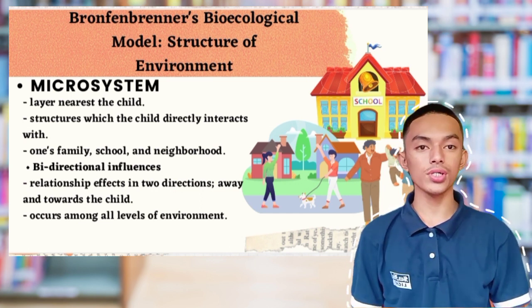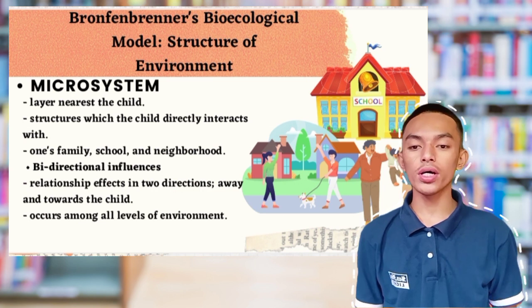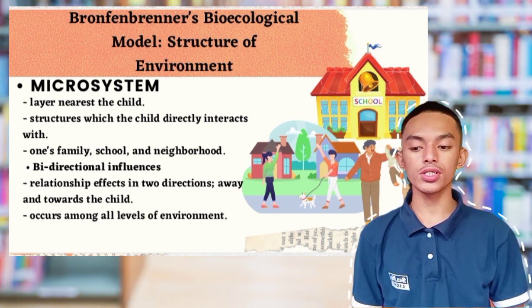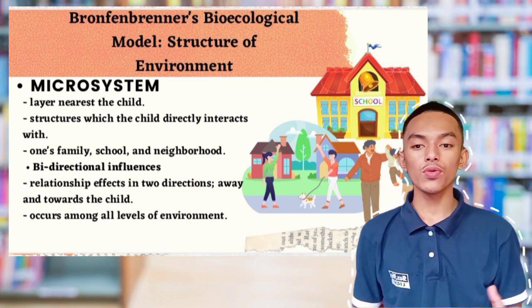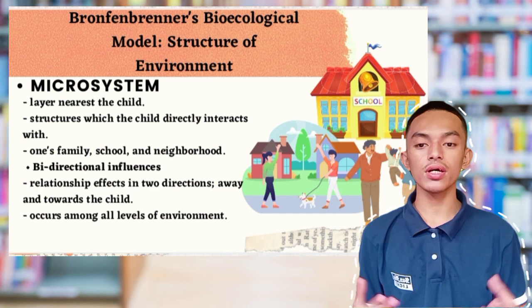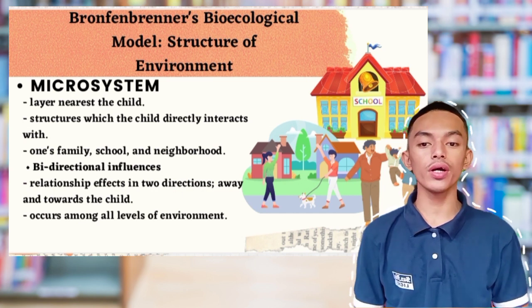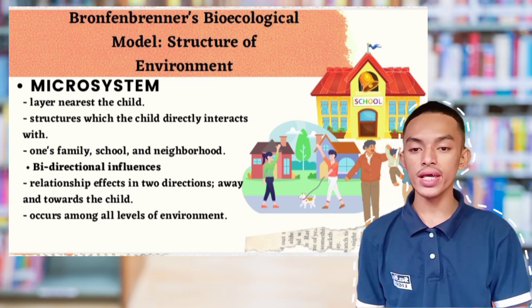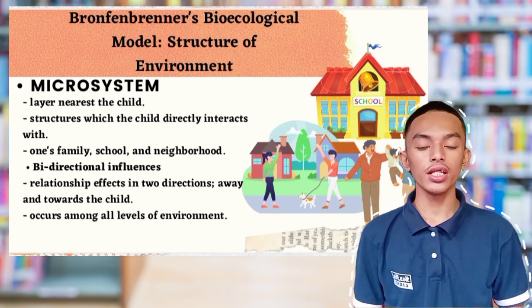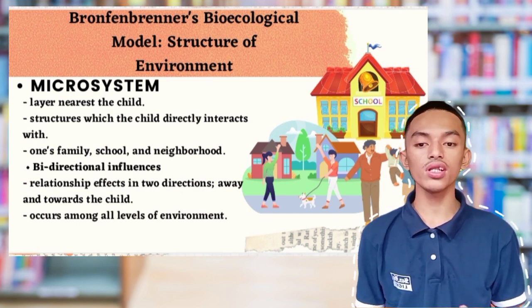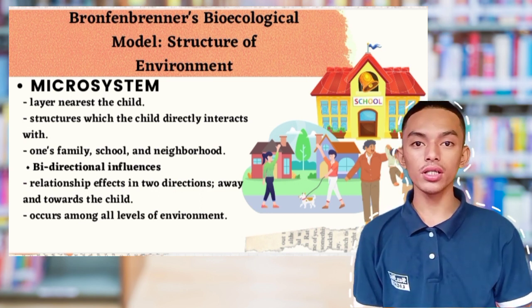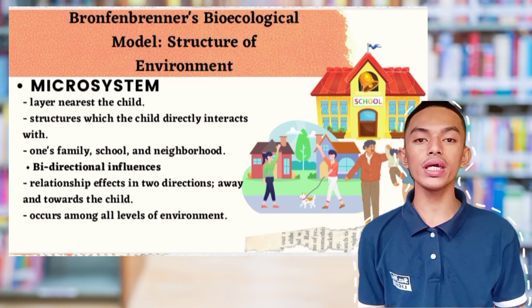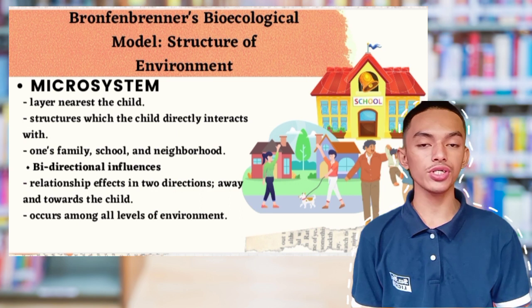In relation to the structures of environment, there was what Bronfenbrenner called the bidirectional influences. Bidirectional influences are the relationship effects in 2 directions, both away and towards the child. In addition, they also occur among all levels of the environment. This means that the child is affected by people with whom he or she interacts, and in turn, these people are also affected by the child.